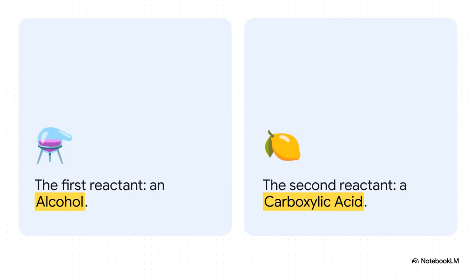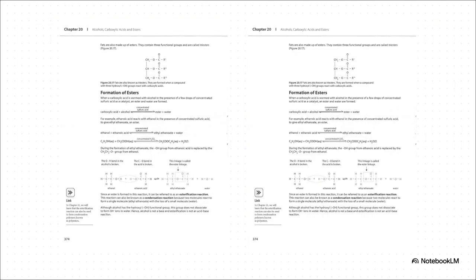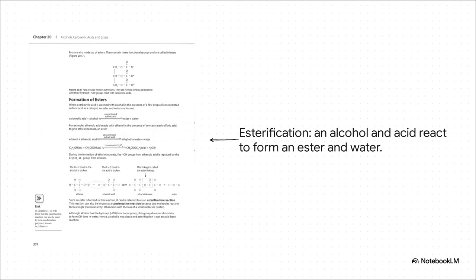Well, we bring our two families together. Making an ester is kind of like a chemical wedding between an alcohol and a carboxylic acid. They are the two parent molecules. Let's stick with the examples we've been using. From the alcohol family, we'll take our ethanol. And from the acid family, we'll take our ethanoic acid. Now, let's see what happens when these two react. This reaction has a fancy name, esterification.